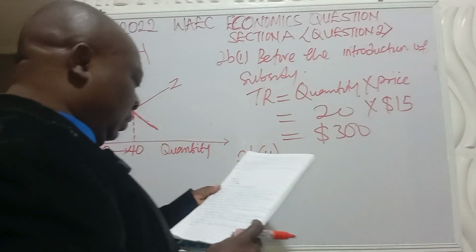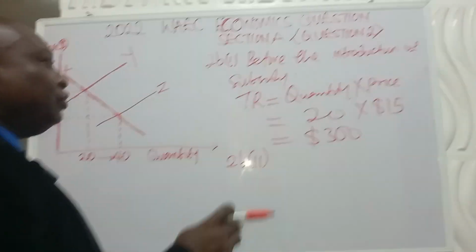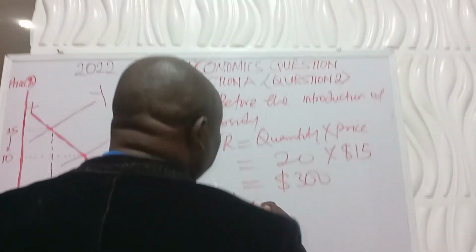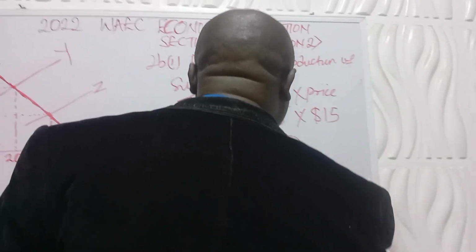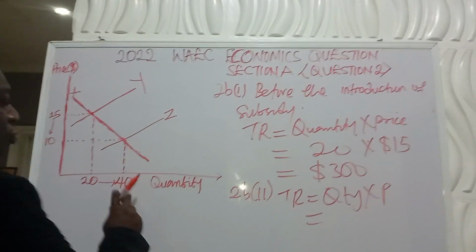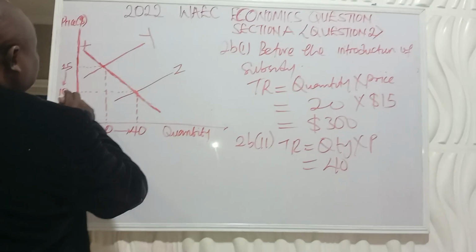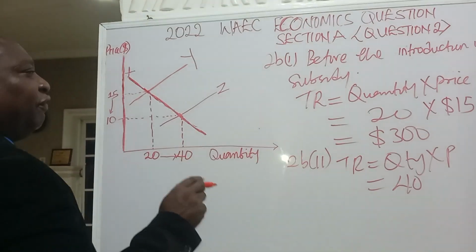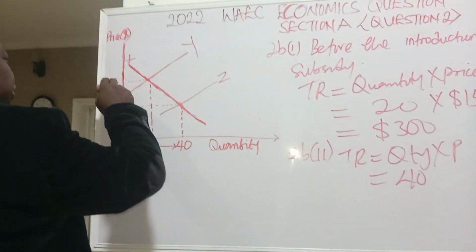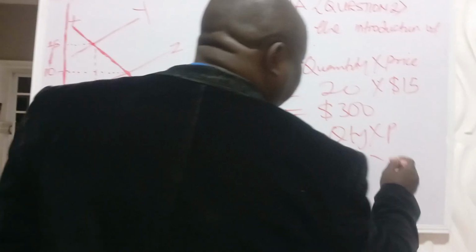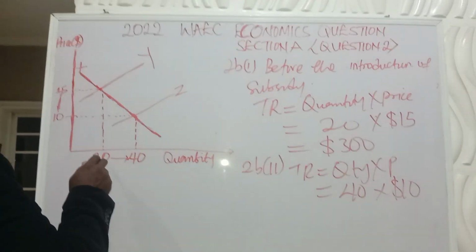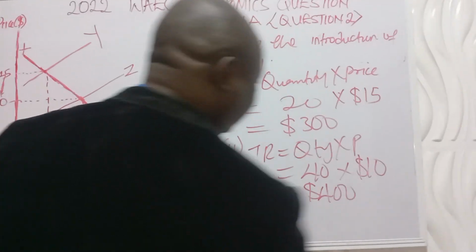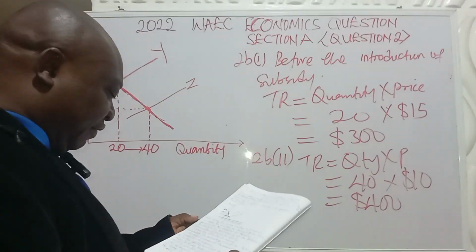2B Roman figure 2 now. After the introduction of subsidy, we need to calculate the total revenue. So it will be quantity as usual times price. After the introduction of subsidy, quantity increased to 40. You can see at this price, this is the new price. As a result of the subsidy that was introduced, the price reduced from $15 to $10. So the price is $10. Then what happened to quantity? Quantity supplied increased from 20 to 40. So let's multiply this, which gives us $400. So that is 2B Roman figure 2.